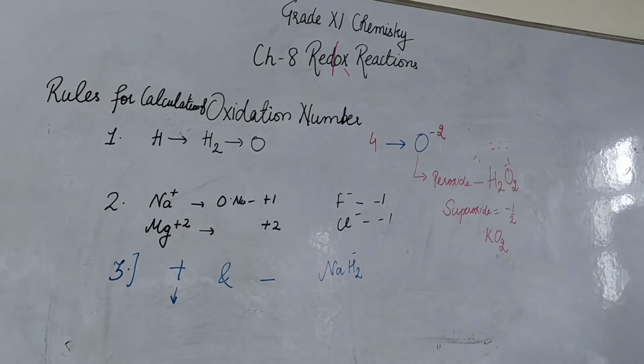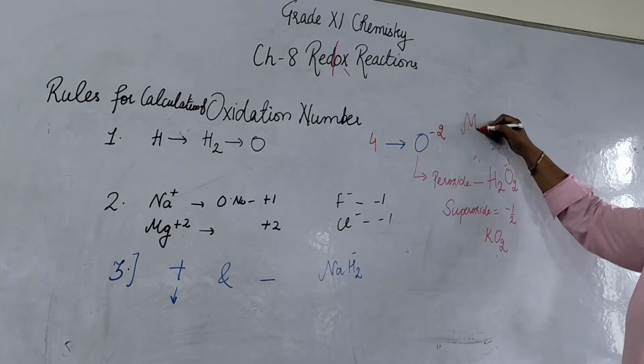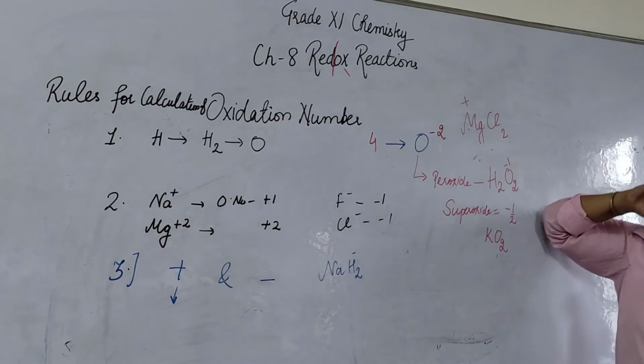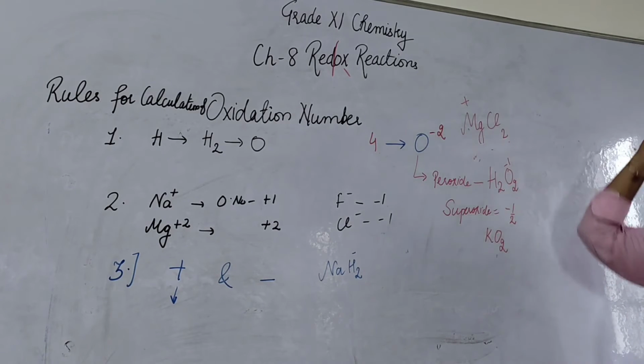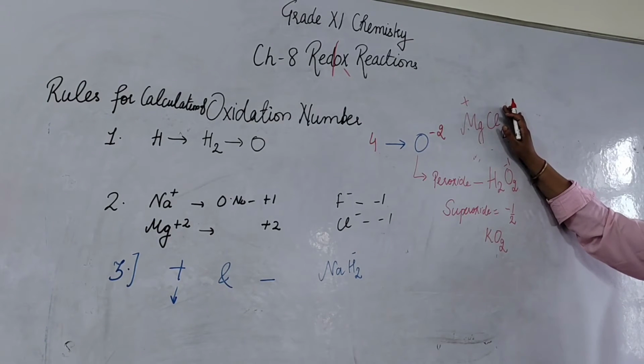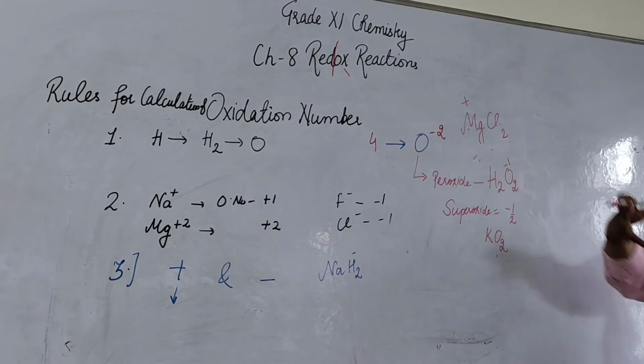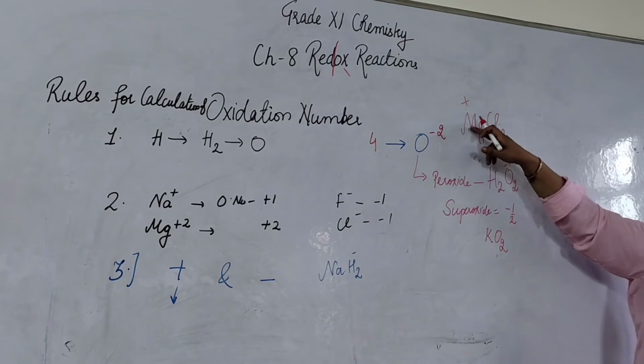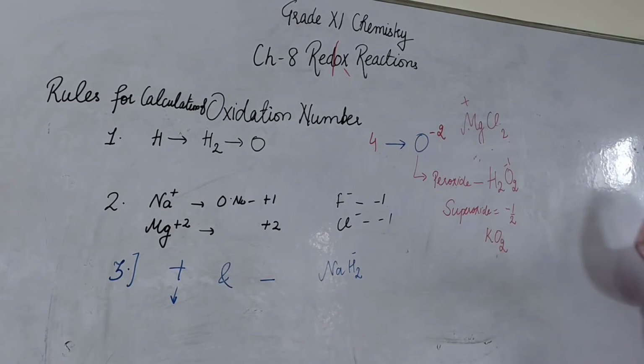Next, if the compound is formed by union of a metal with a non-metal, suppose I am taking the example of MgCl2, the metal will always acquire a plus oxidation state and the non-metal will always acquire a minus oxidation state. Okay? Because the non-metal is more electronegative, it has a tendency to take electrons, and because of its low ionization energy, the metal easily loses electrons. Fine?